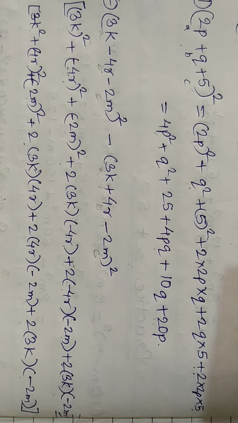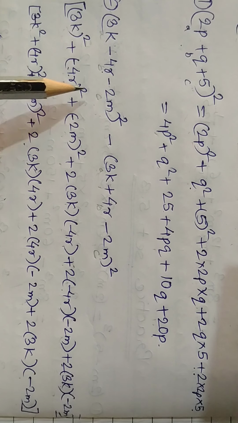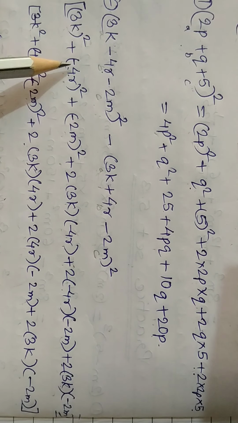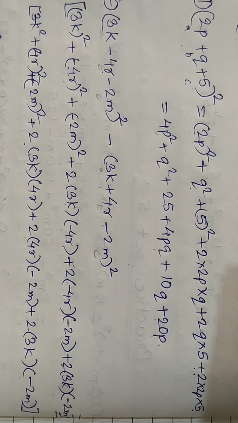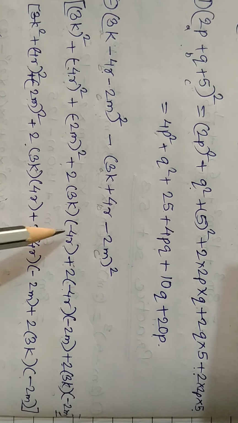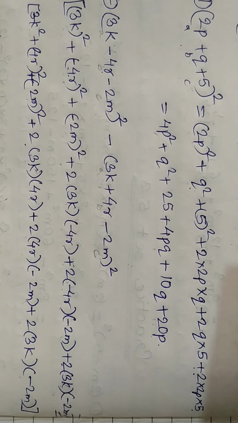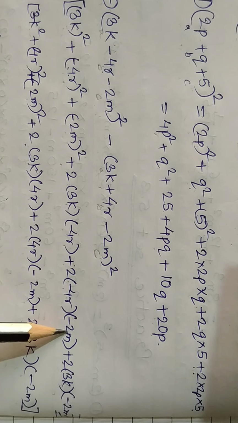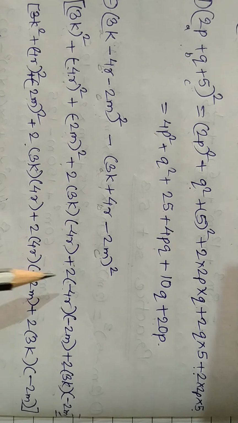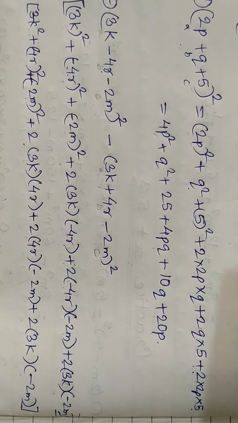Now solve this. See, the first bracket I have solved. (3k)² is 9k². (−4r)² is plus 16r², (−2m)² is plus 4m², and multiplication 2 into 3 into 4, 24. The minus sign is there, so minus 24rk, or kr you can write. Then 4 into 2, 8, plus 8 into 2, 16mr, minus 3 into 2 into 2, that is minus 12km.